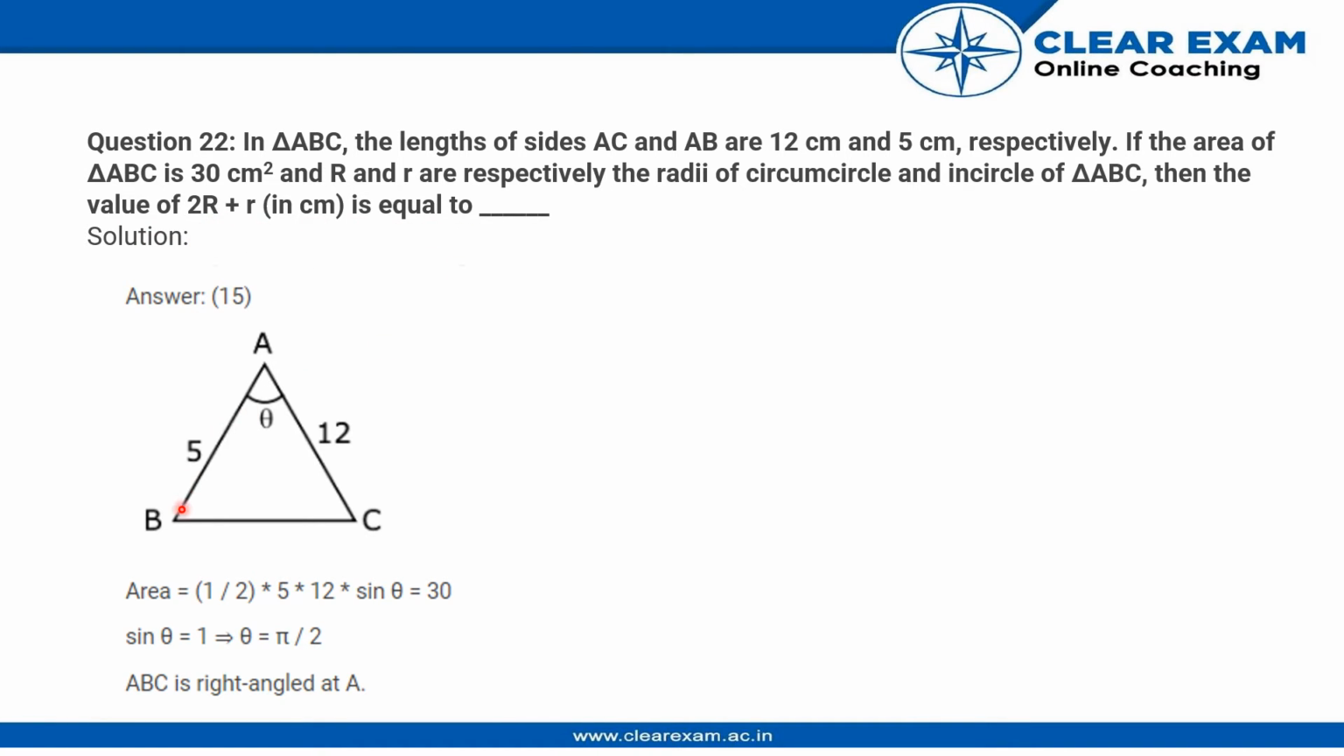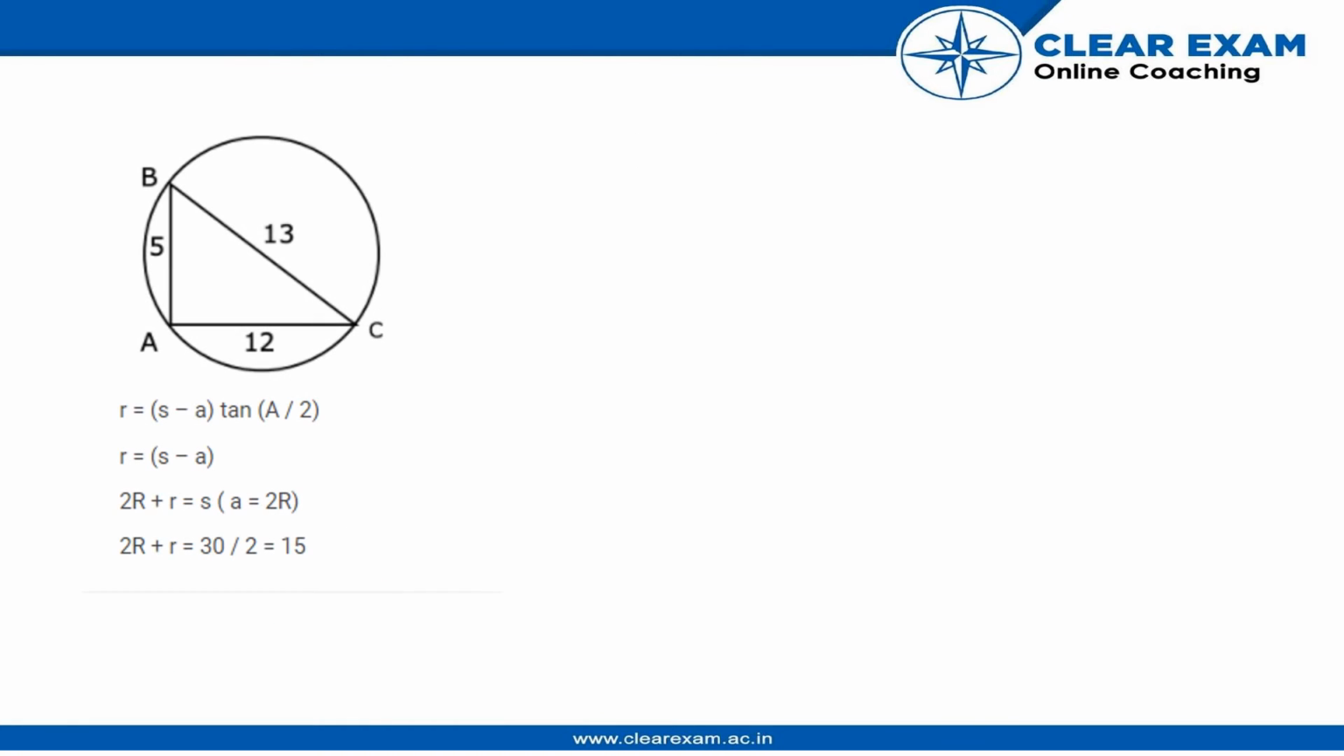So we have triangle ABC over here. Now its area will be equal to half into 5 into 12 into sine theta, which is equal to 30. So therefore we have sine theta's value to be equal to 1. So therefore theta will be equal to pi by 2, which means that it is a right angle triangle at point A. So the triangle looks something like this.